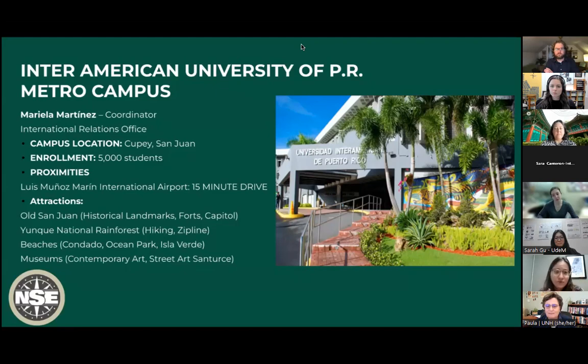That's why I mentioned those attractions, which are close to San Juan, which is old San Juan, filled with historical landmarks, the capital of Puerto Rico, the house of the governor, our only tropical rainforest, which is El Yunque National Rainforest. If you like hiking, if you like the zip line, we got beaches all over the place and museums, among others. We can go to the next slide, David.